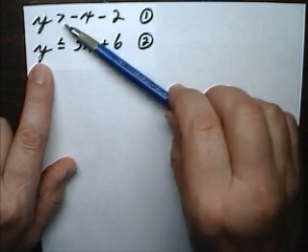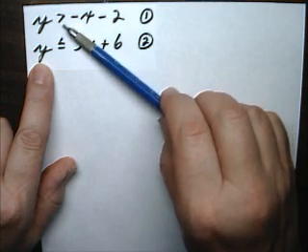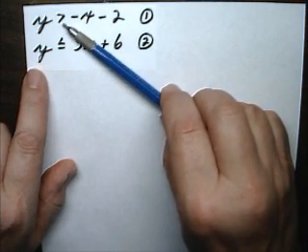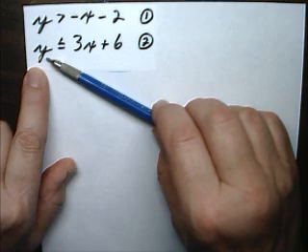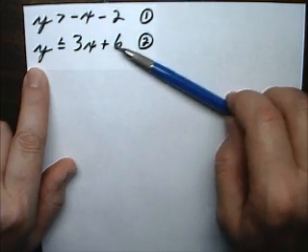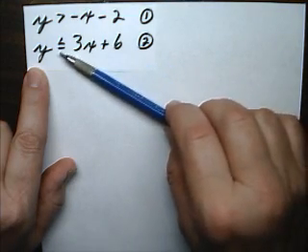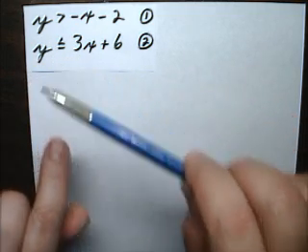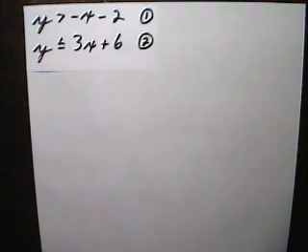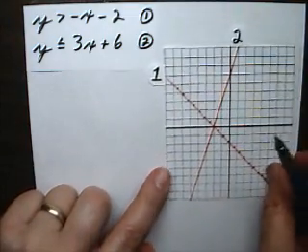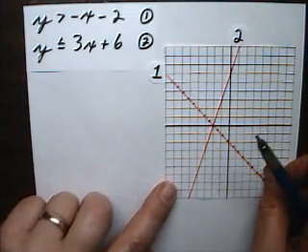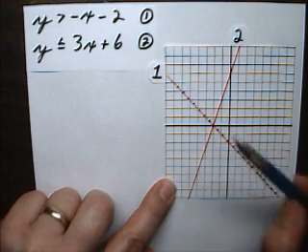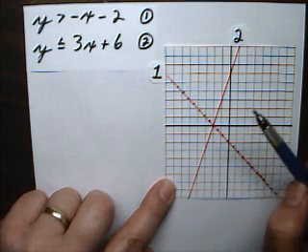be a solid line. No, that'll be a broken line because it's strictly greater than. We also need to graph the line y equals 3x plus 6, and that'll be a solid line because it's less than or equal to. So I've graphed these two lines. And now we have to figure out where to shade.